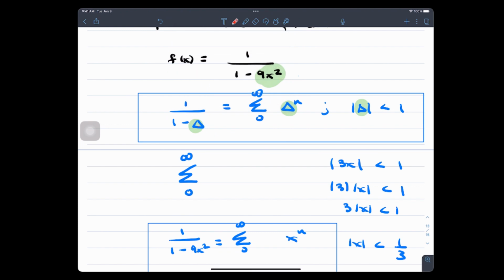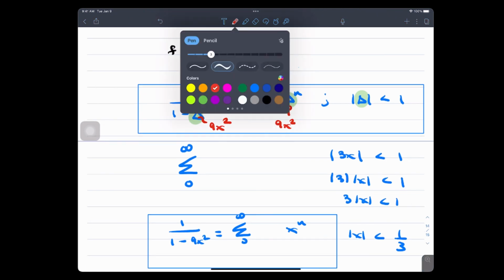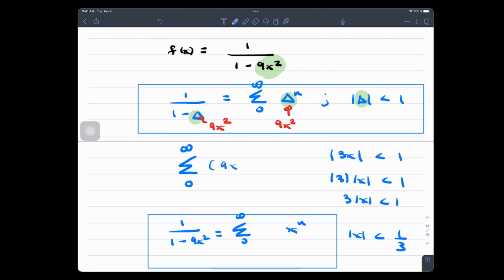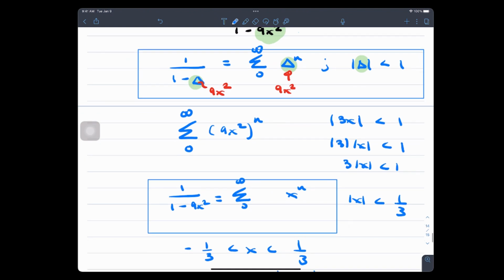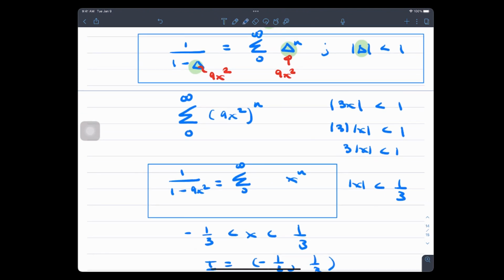What goes in this triangle is 9x squared. So I apologize. That goes 9x squared. Okay. 9x squared. Okay, good. So now we'll use our algebra skills, beginning algebra.